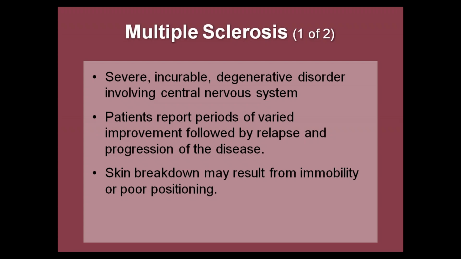Patients report periods of varied improvement followed by a relapse and progression of disease. A vast array of signs and symptoms related to neurologic functions are possible. They can have skin breakdown, which may result from the immobility or poor positioning as well. Their life expectancy may be normal, but symptoms may cause significant disability or impairment.